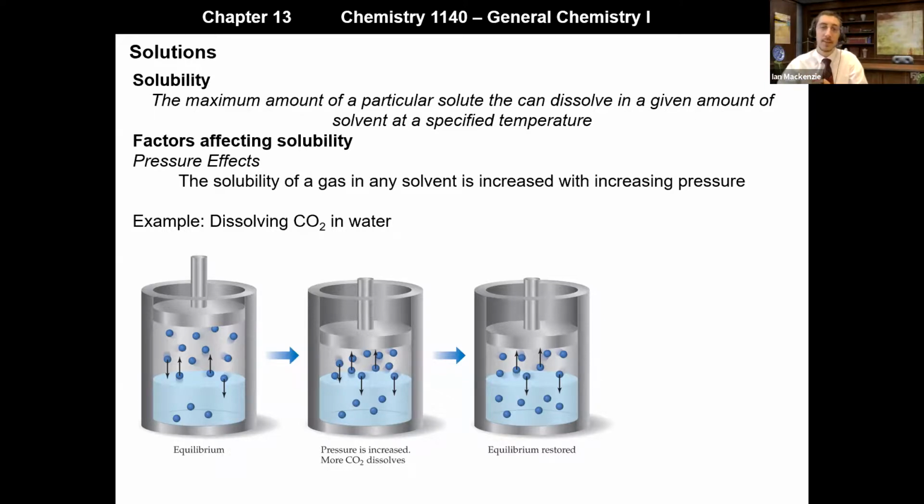But if we take that cylinder and increase the pressure, we've essentially increased the partial pressure, and since that's in equilibrium with the solution, we're essentially just forcing more molecules to go into solution. So after equilibrium has been restored, we have more dissolved gas in the solvent.